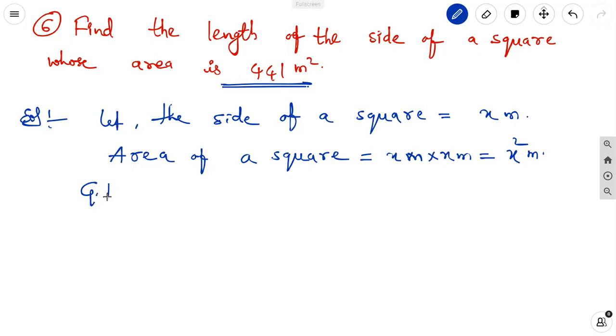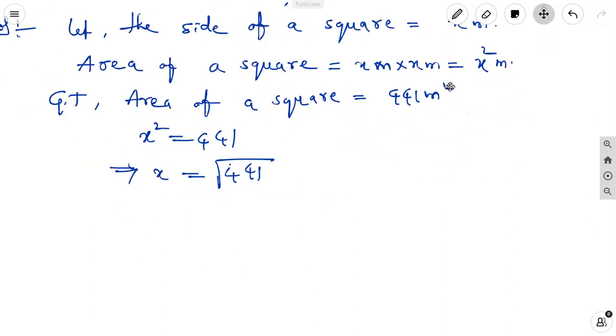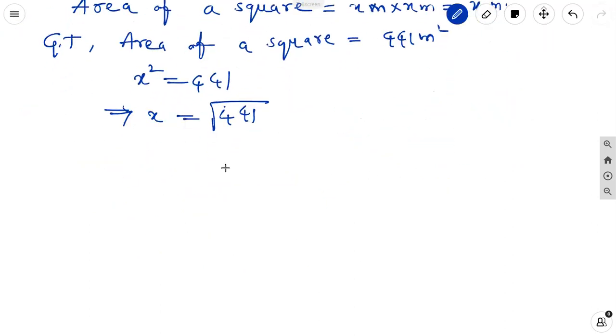They have given that the area of the square is 441 square meters. That is nothing but x square equals 441, and the square root of any number gives x, so x equals the square root of 441. We can do the division method.